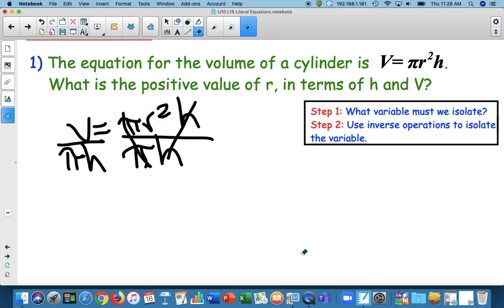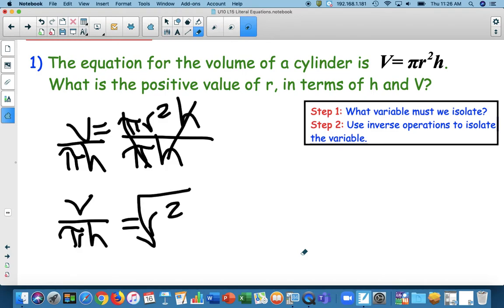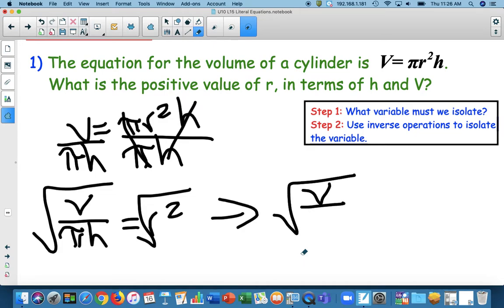It cancels out on the right side. So now I have V over pi h equals r squared. I want to get r alone. I don't want r with anything. So I'm going to square root both sides. When I do that, I have the square root of V over pi h is equal to r.